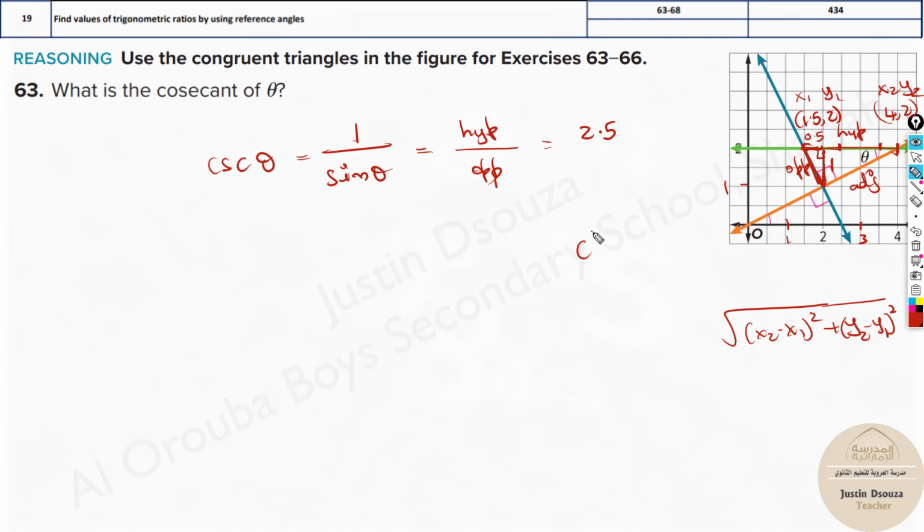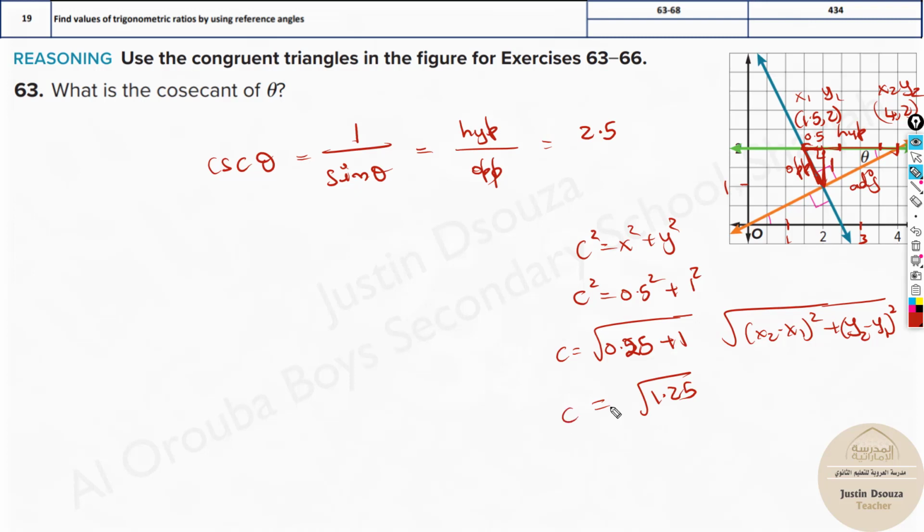So I can use the hypotenuse formula. It will be x squared plus y squared. I'm just writing it, it's a squared plus b squared. That's fine. Now to find the hypotenuse, c squared, I need to find the horizontal x is 0.5 squared plus 1 squared. You can put this in the calculator and get the answer. C will be square root of 0.5 squared will be 0.25, and over here it will be 1. So this is square root of 1.25.